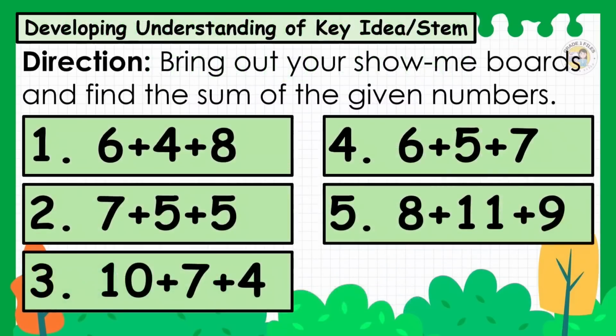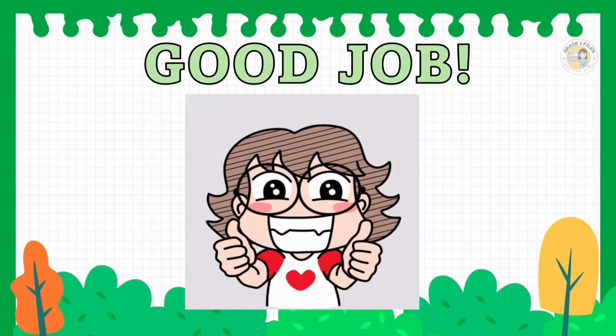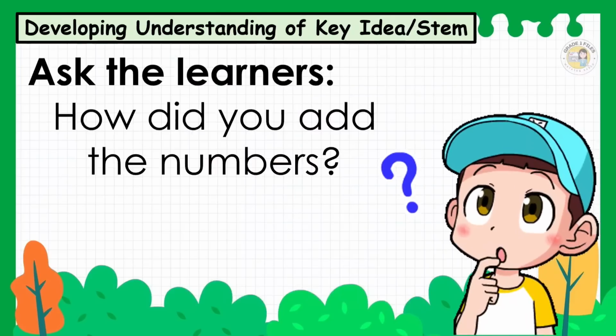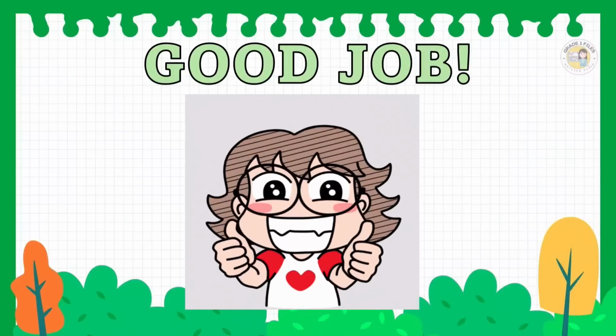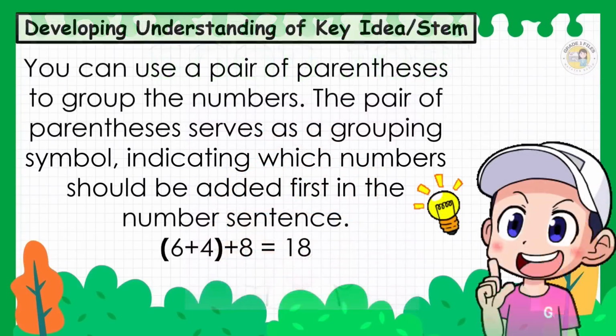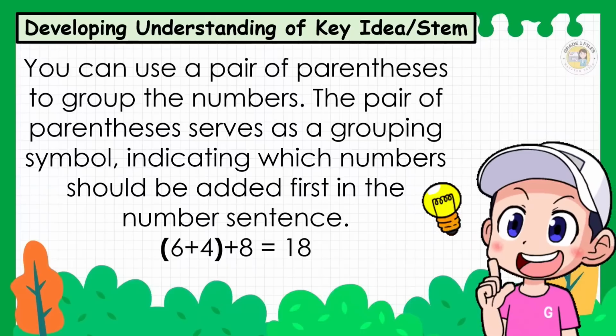Bring out your Show Me boards and find the sum of the given numbers. How did you add the numbers? Which numbers did you add first? You can use a pair of parentheses to group the numbers. The pair of parentheses serve as a grouping symbol, indicating which number should be added first in the number sentence.